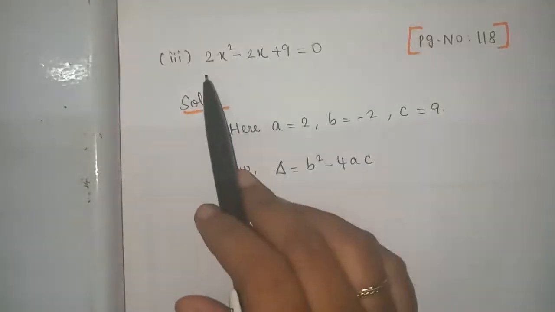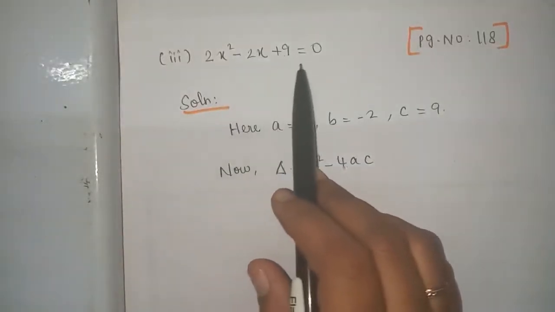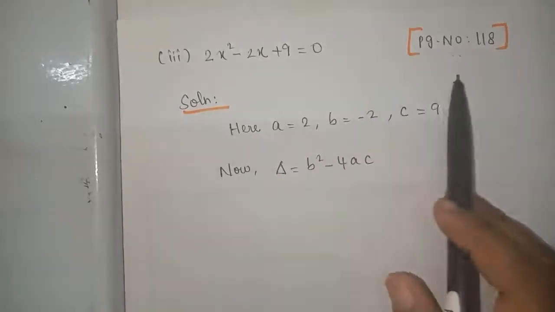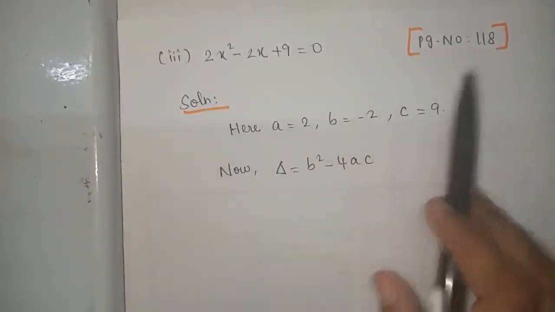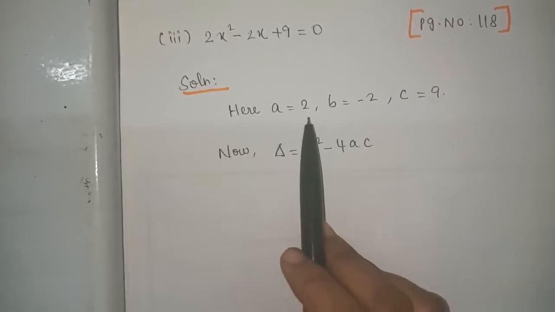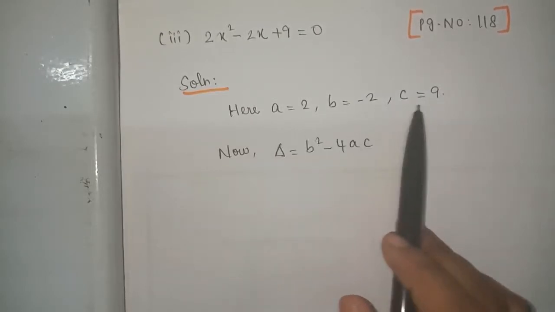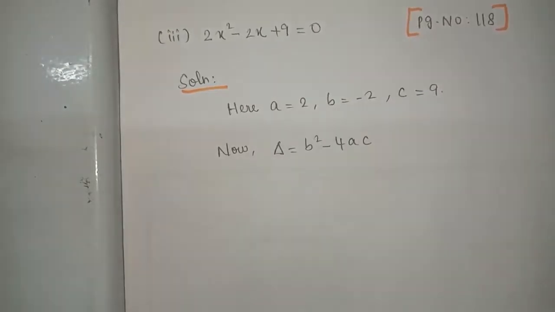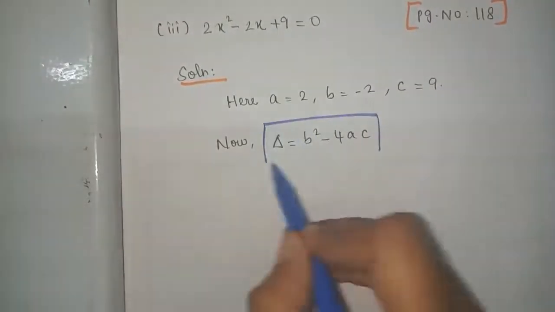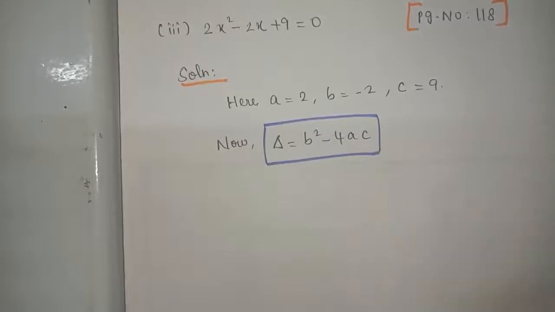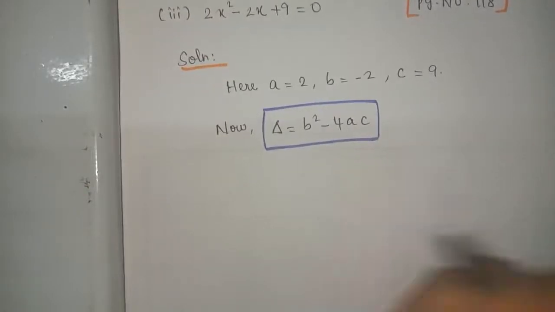Third subdivision, 2x square minus 2x plus 9 is equal to 0, which is in page number 118. So solution, here A is equal to 2, B is equal to minus 2, C is equal to 9. We know that delta is equal to B square minus 4AC. So now substitute the values of A, B and C.